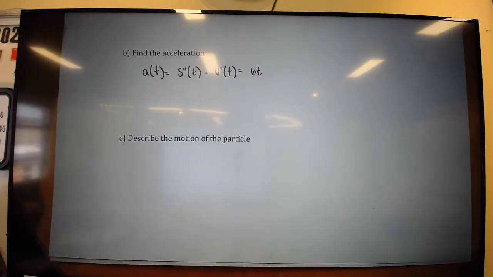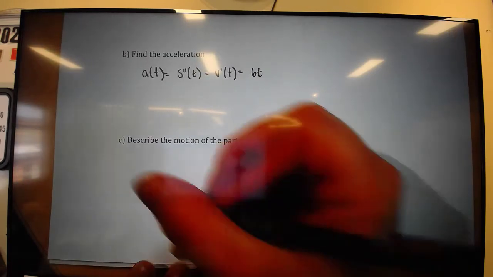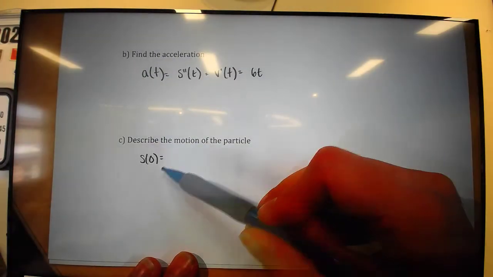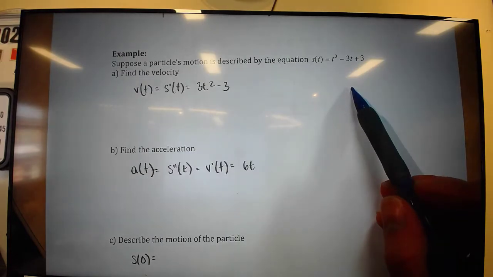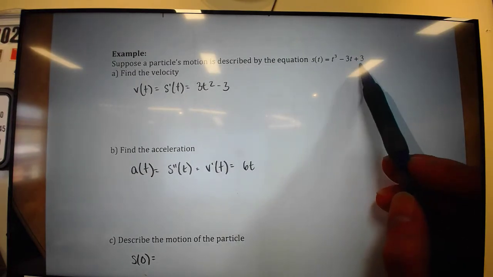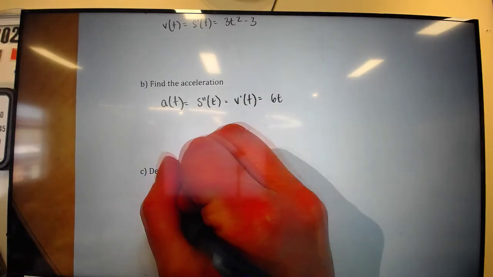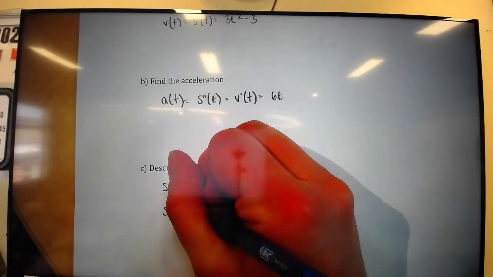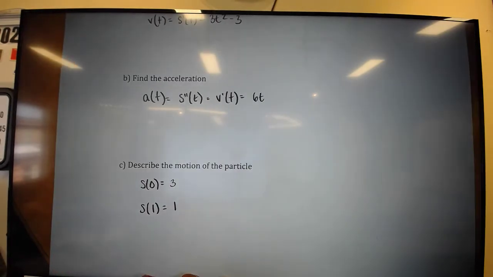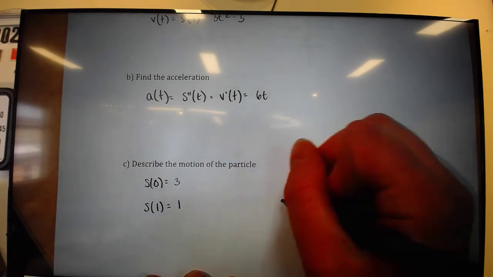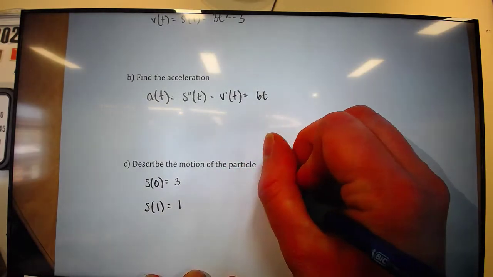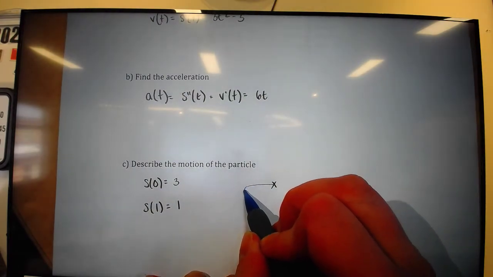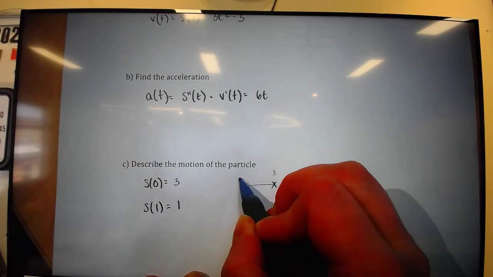So the first thing that I'm going to do is I'm just going to get some starting points. So I'm going to say, okay, what's my position when 0 time has passed? If I plug a 0 into this original equation up here, I'm going to have 0 plus 0, so 3. If I want to find my position at 1 second, again, I'm plugging a 1 in, I'm going to get 1 this time. So if I kind of think about, okay, here's my start point. My position is 3. It goes back to a 1, right? So here's 3, here's 1.